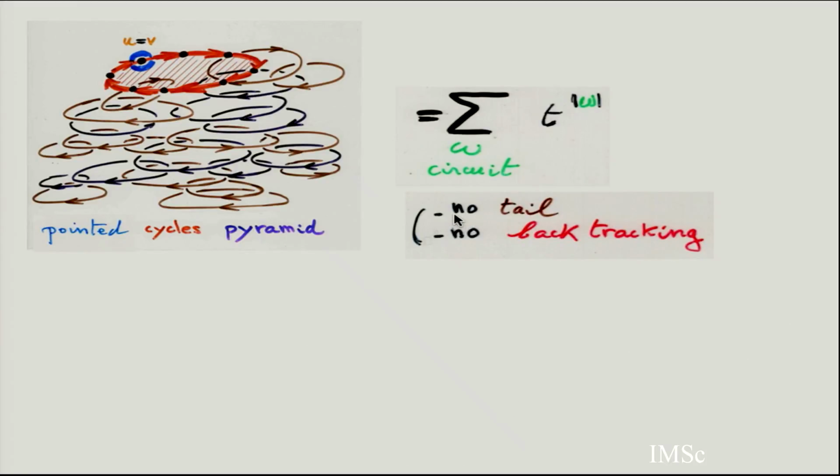So now we are on familiar ground. The circuit is like a pointed cycle pyramid. We have this, so this is t times the logarithmic derivative of the Riemann zeta function for graphs. But there is this condition, no tail, no backtracking.